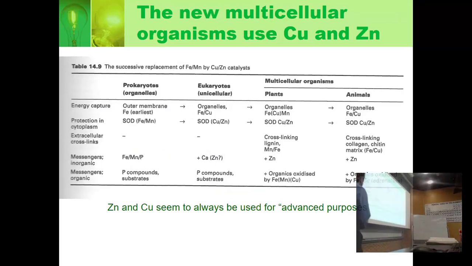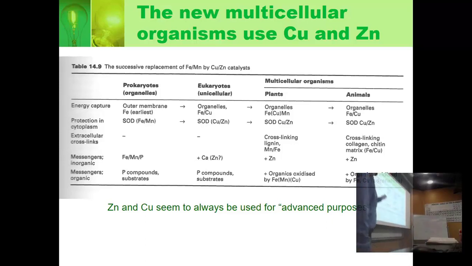One of the examples for new uses of copper and zinc: you will see the same job being done by iron in bacteria and by copper and zinc in humans. For example, superoxide dismutase goes from an iron-manganese protein in prokaryotes to a copper-zinc protein in animals. Making the extracellular cross-links, of course, you don't have any in the smaller stuff, the unicellular stuff. And then you start off making them with manganese and iron in plants, but then in animals, you end up using iron and copper to make those. And those are usually oxygen-involving chemistry.